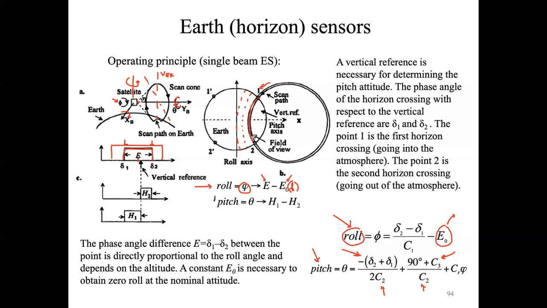The other ambiguity is given by the fact that if you have a rotation along the roll axis by pi, you can have exactly the same pattern here. That's another reason why we are going to see that we need at least 2 Earth sensors in order to determine the roll and pitch axis correctly.